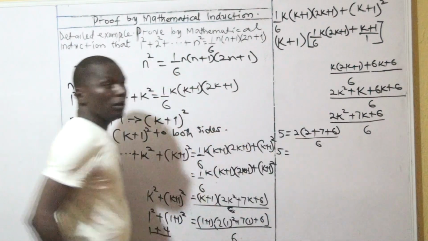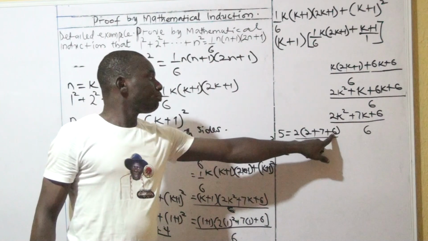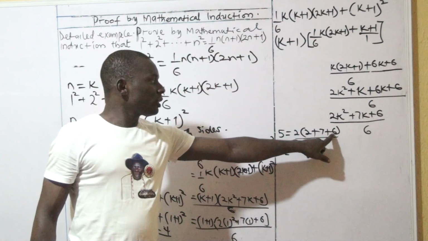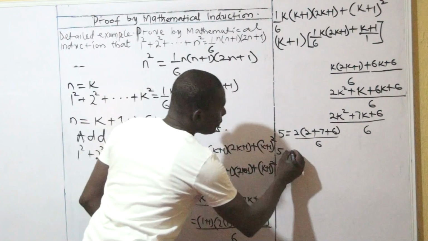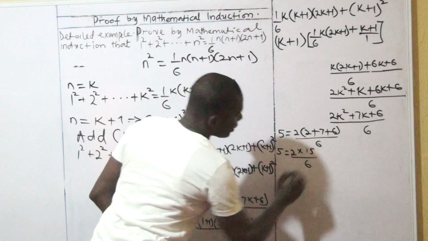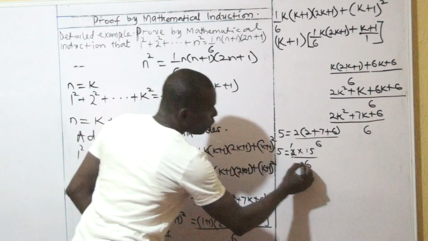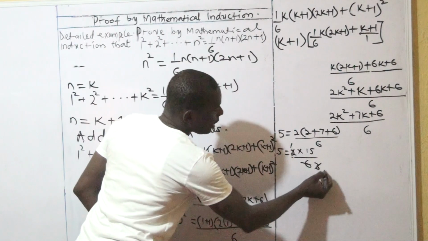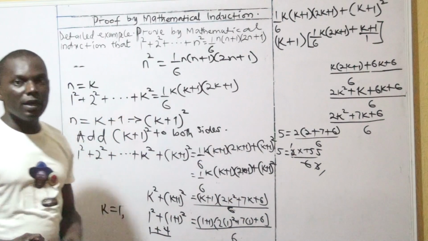Then 2 plus 7 is 9. 9 plus 6, that gives 15. So here we have 2 times 15 over 6. Here, 2 in 2 is 1, 2 in 6 is 3. 3 here, 1, 3 into 15 is what? 5. You see that both sides are now equal.